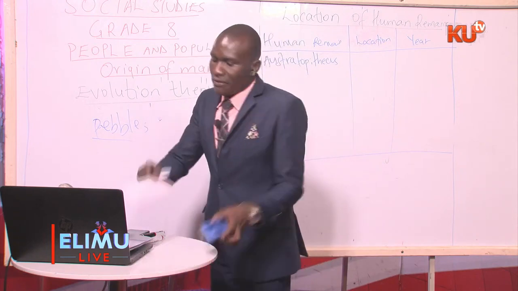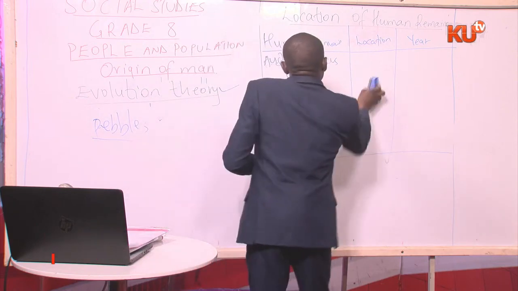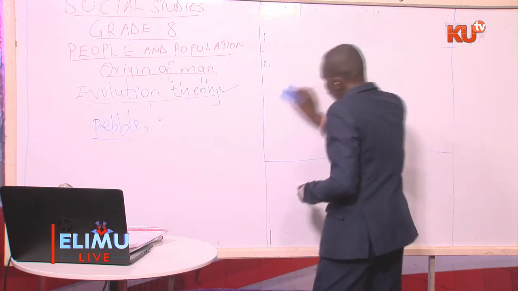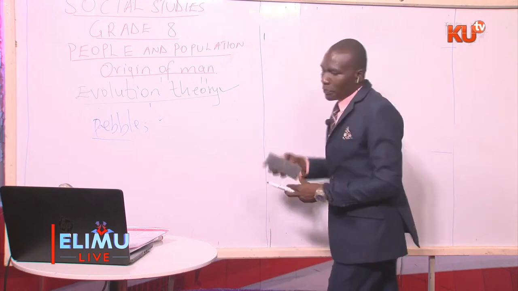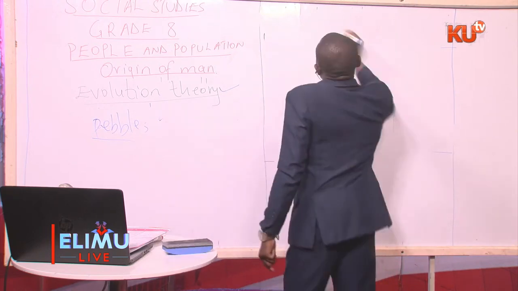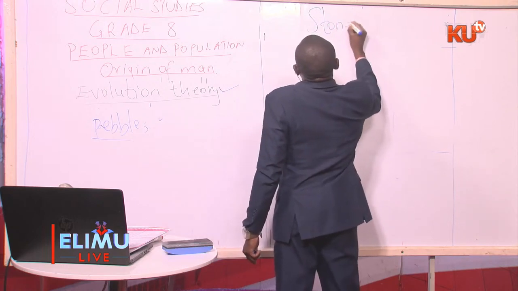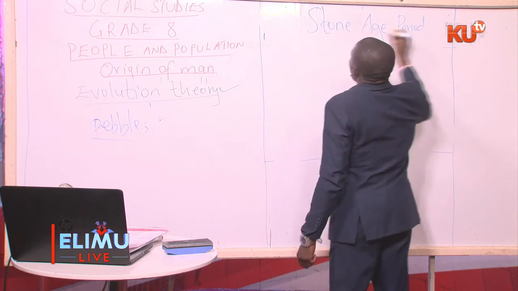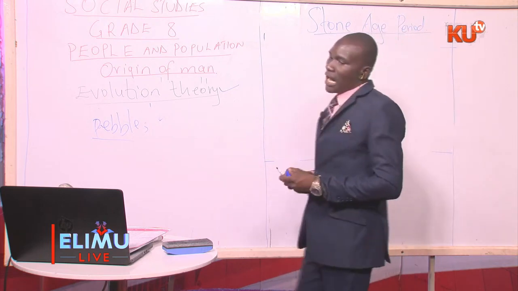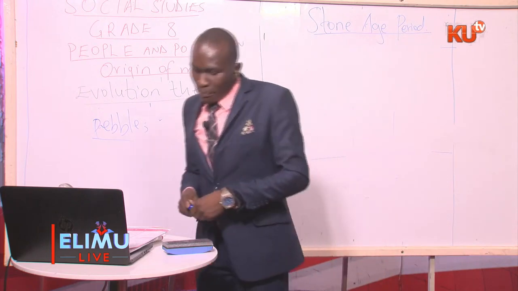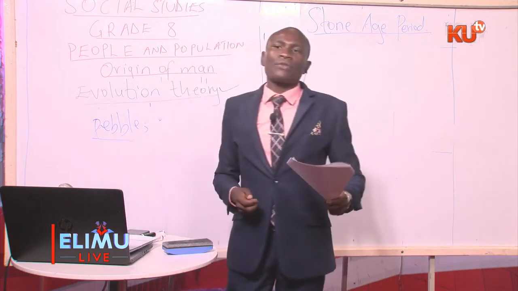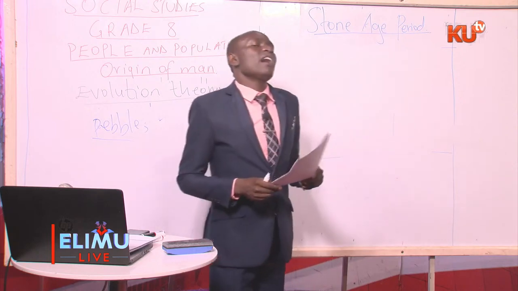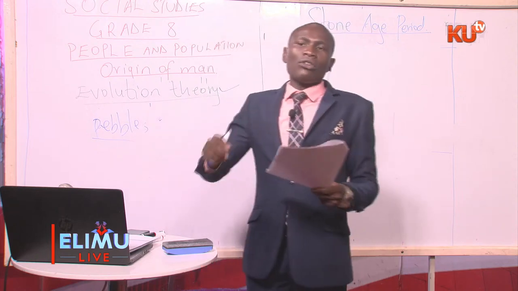And there are 3 stages that we'll be looking at very fast. Stages of the Stone Age period. So these are periods through which human beings made tools from stones, and they are three. It is described as a period in history when tools were made from stones. They are called the Stone Age period.